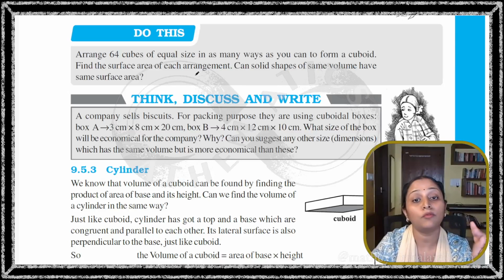Okay. Now the volume will be the same, but we have seen even in second exercise that surface area is going to be different for each of these cuboids, although the volume is the same. Can solid shapes of same volume have same surface area, right? So they can have different surface areas, right? So let us try to answer the question by writing the exhaustive list of all the possible cuboids, and then looking at all the surface areas, right?